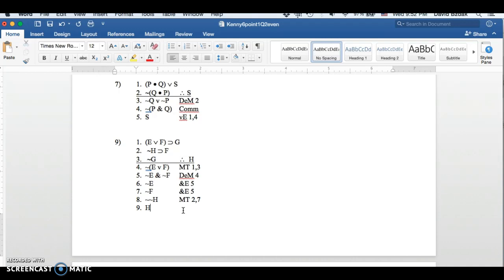So then our last step to get H by itself is just to do the double negation on line 8. So the double negation takes off those two negations, and that gives us our conclusion.